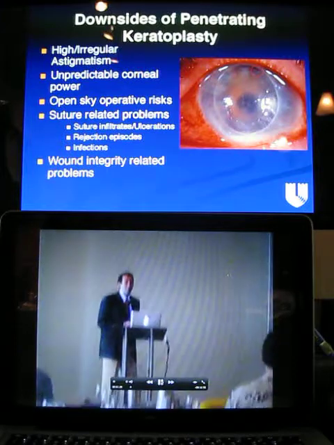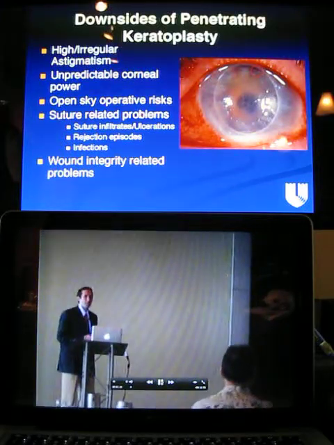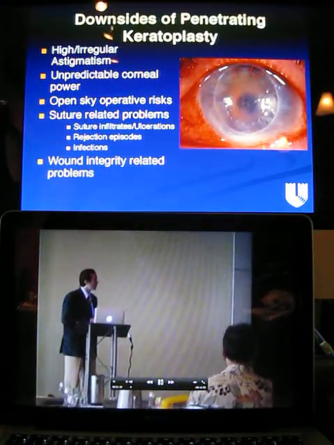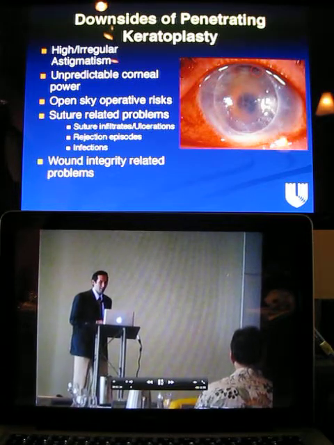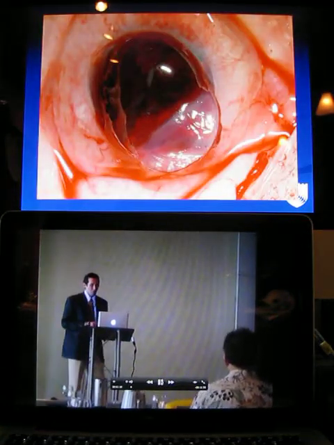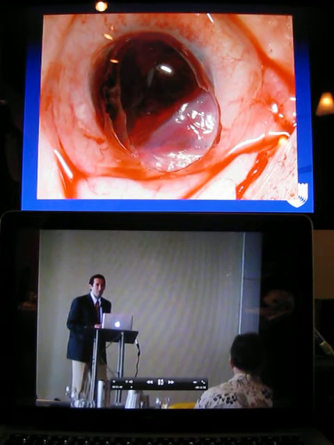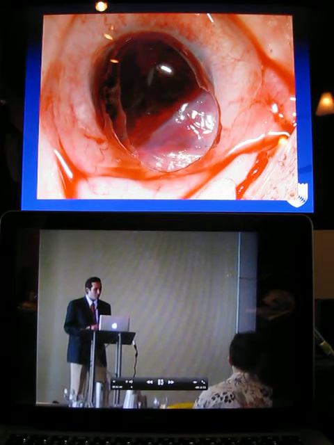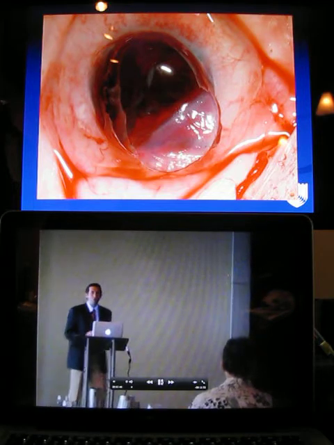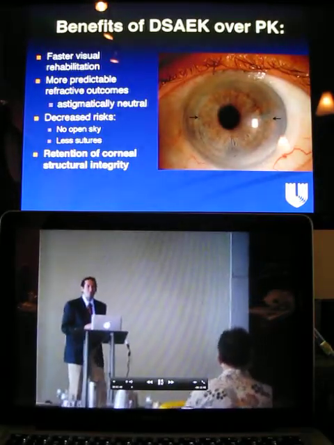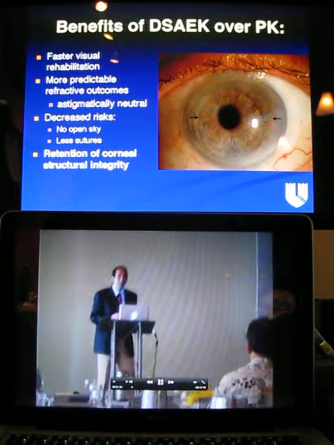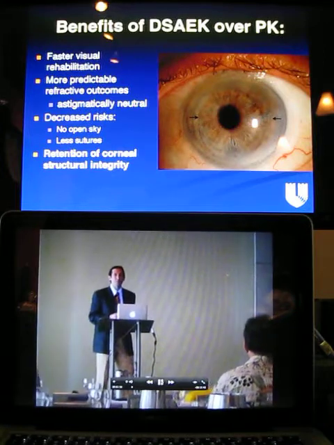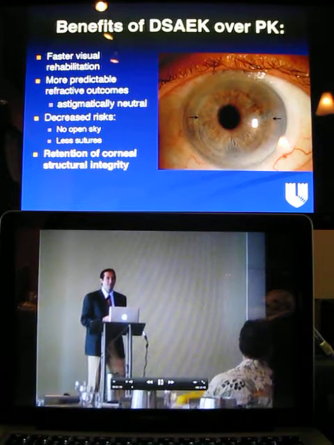But by far the biggest side effect of penetrating keratoplasty is the loss of the structural integrity of the eye, leading to long-term risk of wound rupture and severe vision loss from minor trauma to the eye. So what would be a solution to reduce these risks? It would basically be to do a more selective form of corneal transplantation.